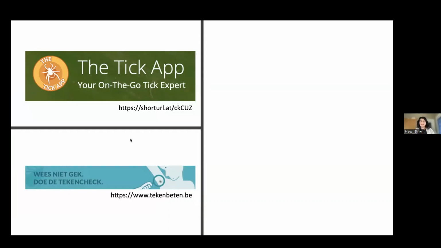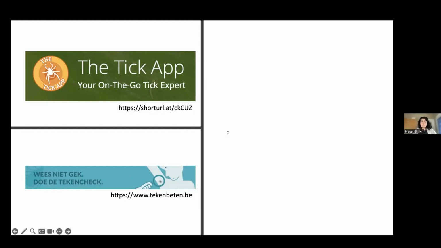Another example is the Dutch app called Tek and Beat, and this is an app that allows users to submit ticks, but also informs users on how to check for ticks and how to remove ticks, and is also connected to tick activity levels in the Netherlands. And so this also showed that users felt more confident and felt more informed about preventative behaviors.